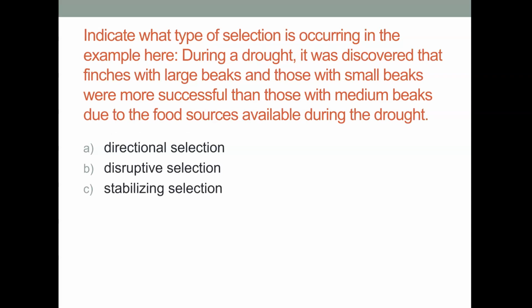Remember that natural selection has 3 different kinds of outcomes. We can have directional selection, disruptive selection, and stabilizing selection. During a drought, it was discovered that finches with either large beaks or small beaks were more successful than those in the middle. Which of the selective processes is taking place here?